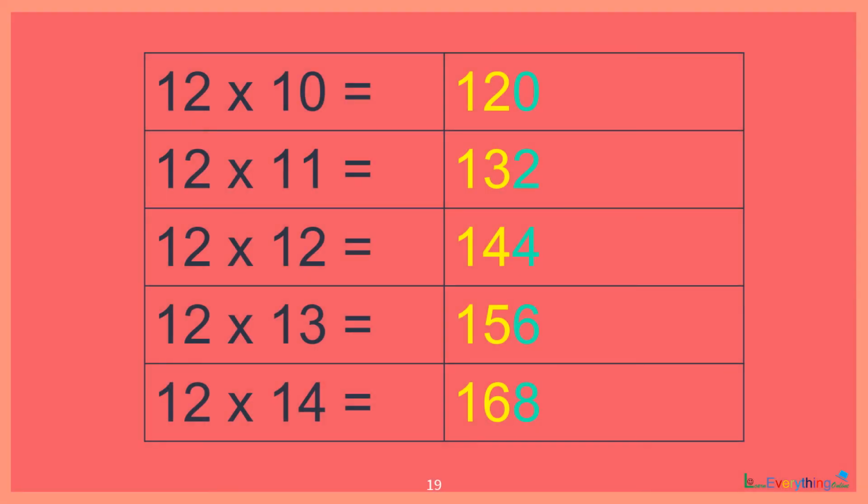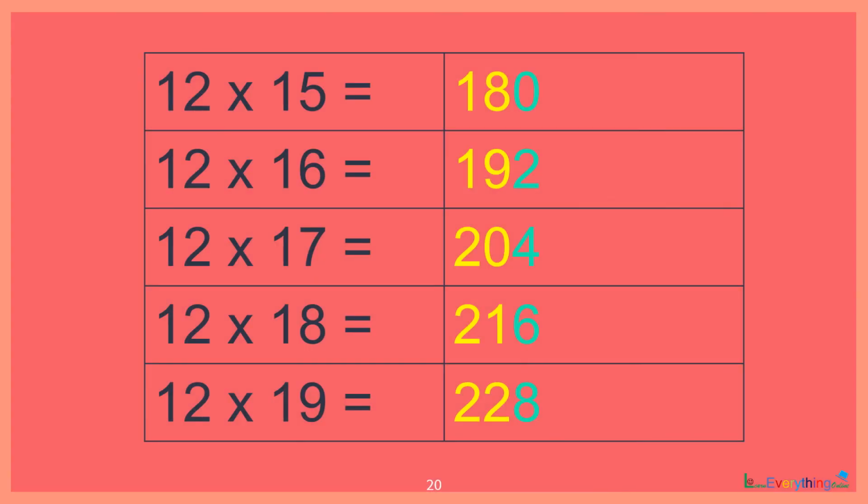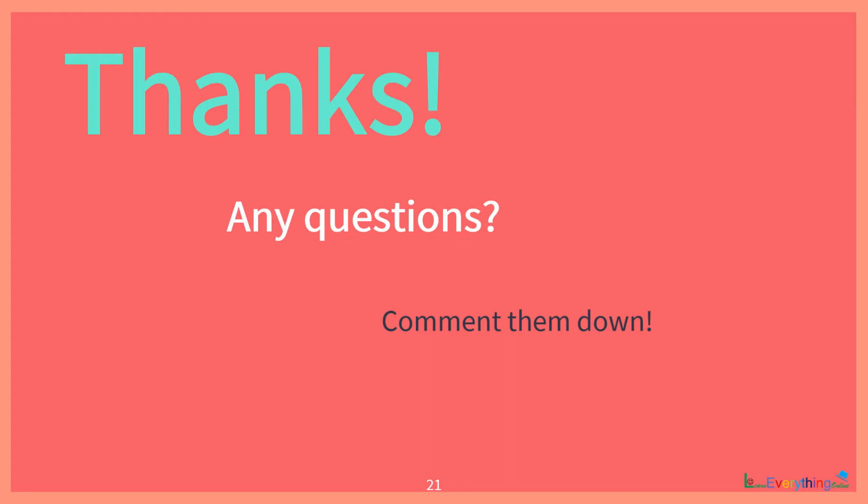Next table again it starts from 0, 2, 4, 6, 8, which is 12 into 10 is 120, 12 11s are 132, 12 12s are 144, 12 13s are 156, 12 14s are 168. Again in the next table we start with 0, 2, 4, 6, 8. So 12 15s are 180, 12 16s are 192, 12 17s are 204, 12 18s are 216, 12 19s are 228. And here we finish our table.